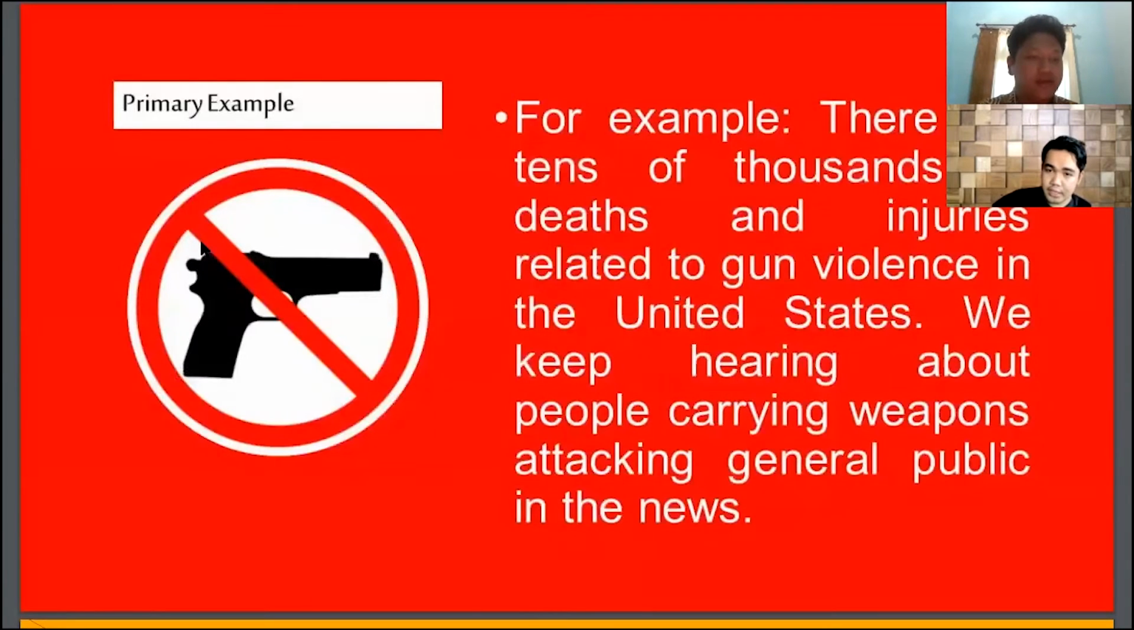So moving on to another example. And for the primary research example, I will give you an example. In the United States, there are tens of thousands of deaths and injuries related to gun violence. We kept hearing about people carrying weapons, attacking the general public in the news. There's quite a debate in the American public as to understand if possession of guns is the cause of this. Institutions related to public health or governmental organizations are carrying out studies to find the cause.